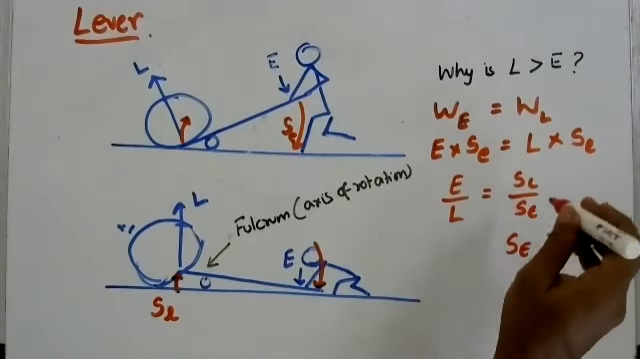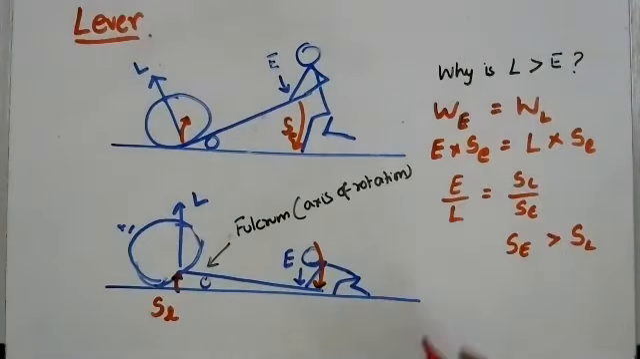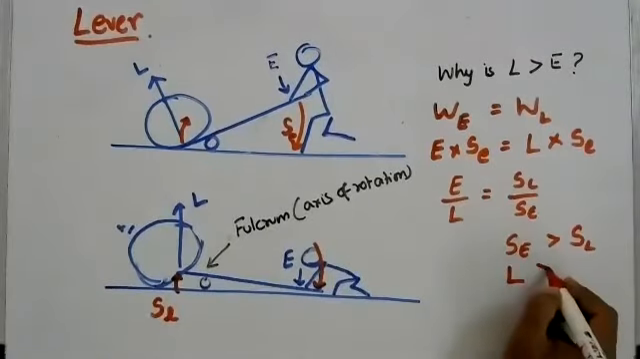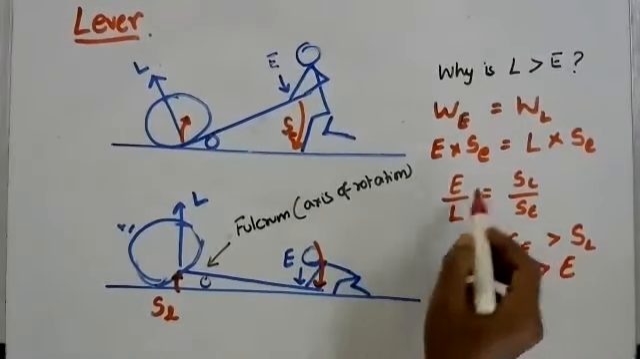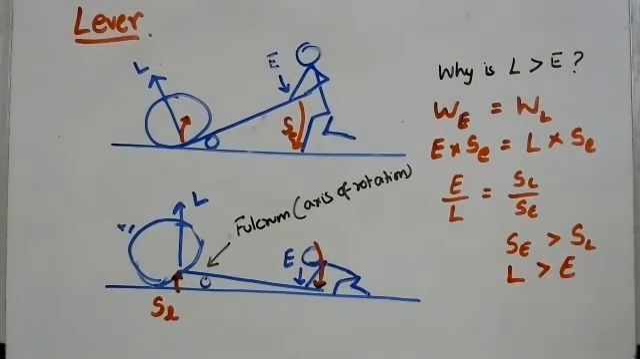So if se is greater than sl, therefore L should also be greater than E. That is the only way in which this ratio will hold true. So that is why we know that the load is going to be greater than the effort. There is no magic or mystery in this. The reason is plain science. Is that clear now?